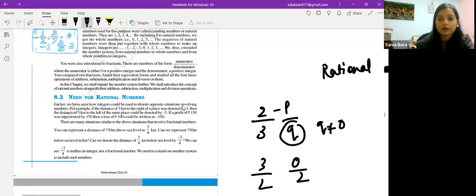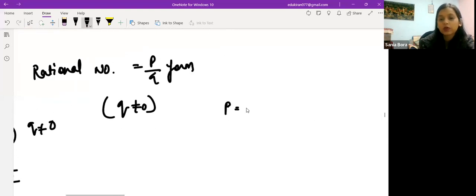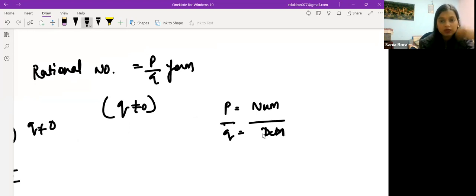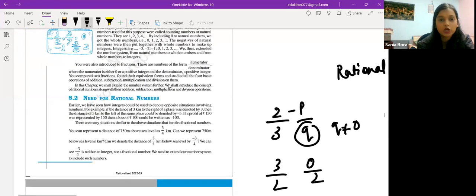And after that, remember one thing, this P is known as numerator, right? And this Q is known as denominator. Okay, because Q is down, that's why it is known as denominator, and P is upside, that's why it is known as numerator. Fine? Rashmi, you are also getting it?